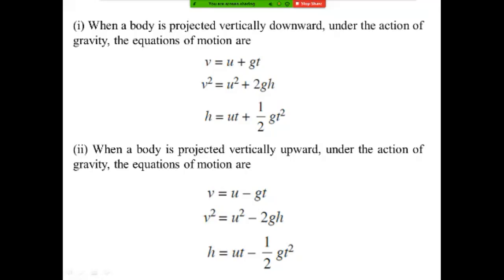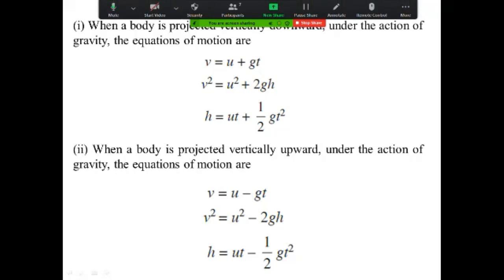I use the plus sign because the body is moving towards the gravity. Instead of acceleration a, we have g, acceleration due to gravity. Hence the next equation becomes v square is equal to u square plus 2gh. Instead of s, h will come, because distance we measure in terms of height. Then h is equal to ut plus half gt square. Instead of a, here it is g. These are the only differences.